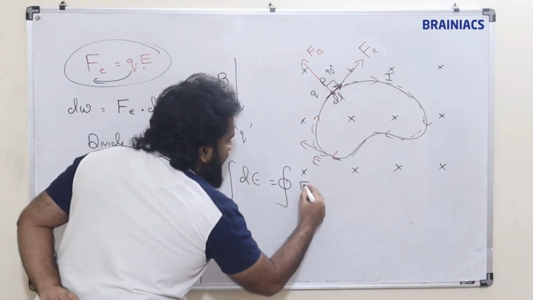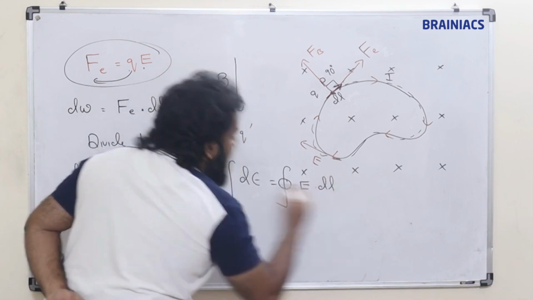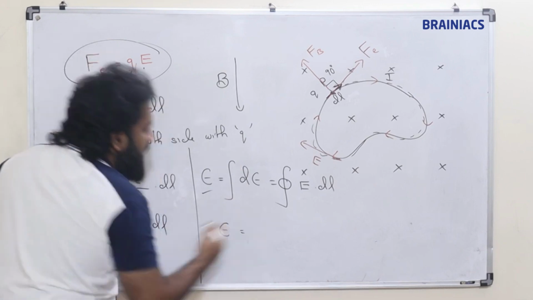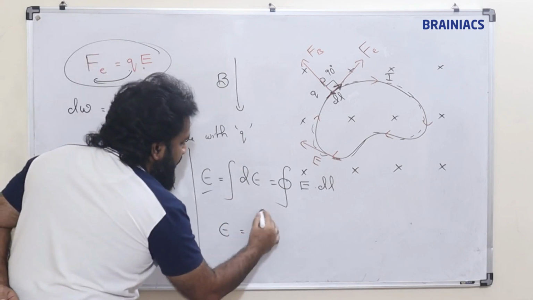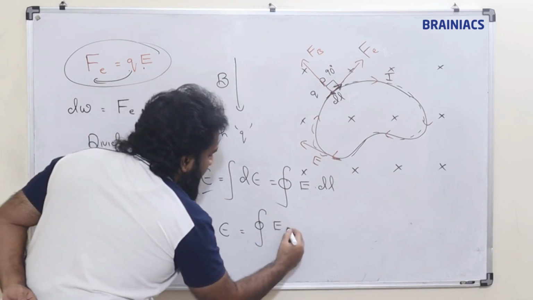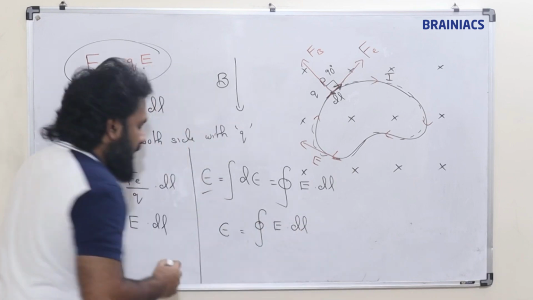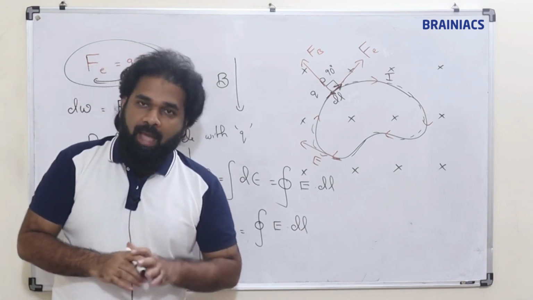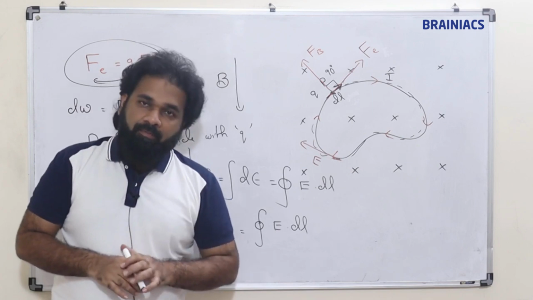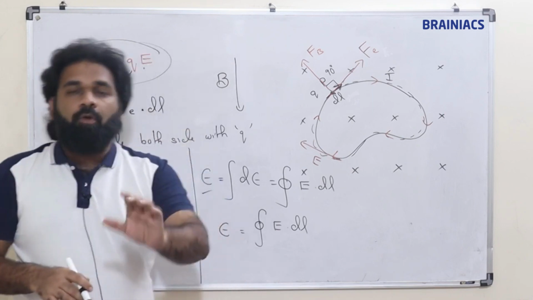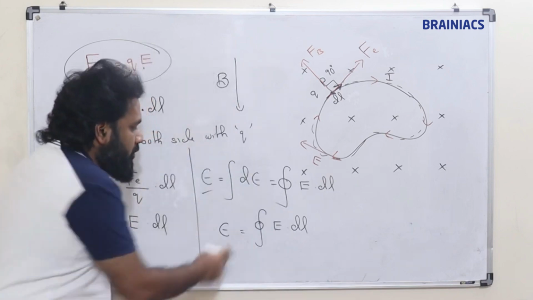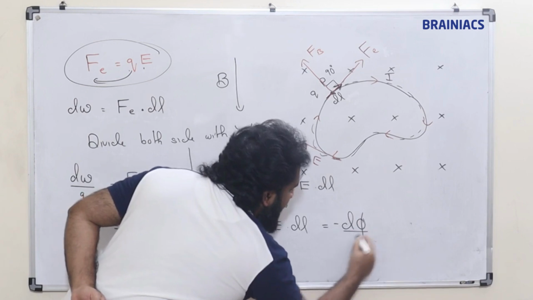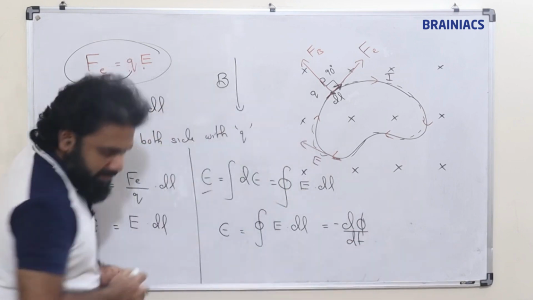So the closed integral of what? E dot dl. So I got here that the induced EMF is nothing but the closed integral of E dot dl. Now from Lenz's law and from Faraday's experiment, we have already studied that EMF is equal to minus d phi by dt. So I will write here minus d phi by dt.